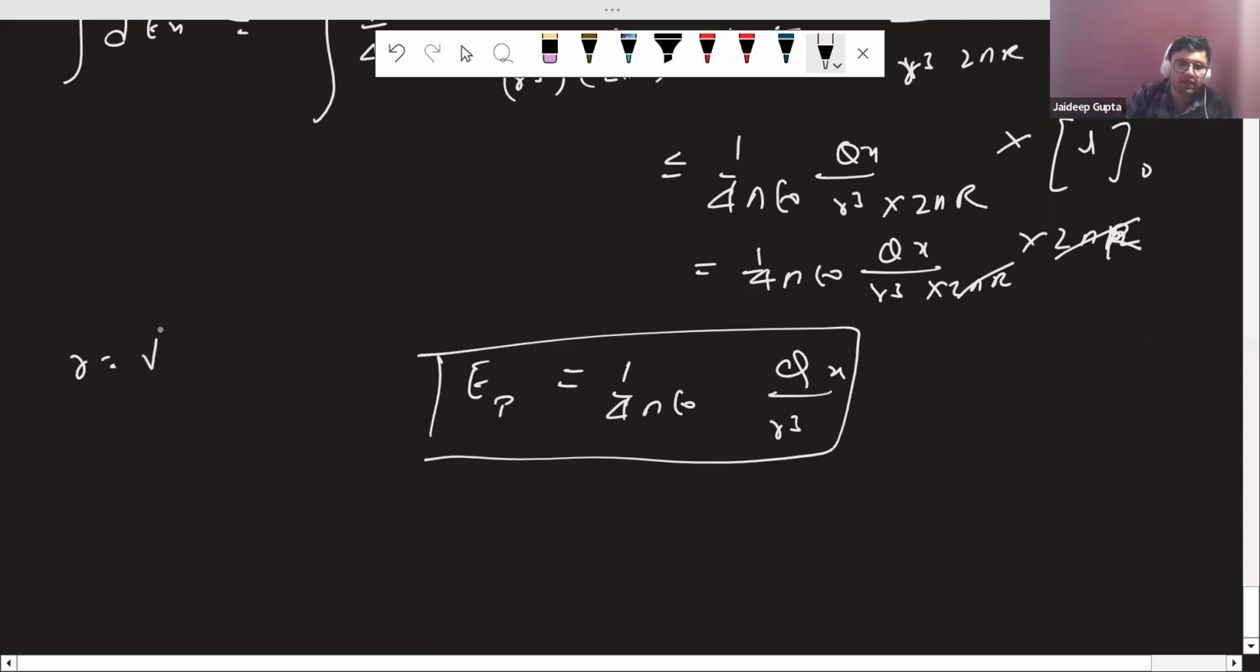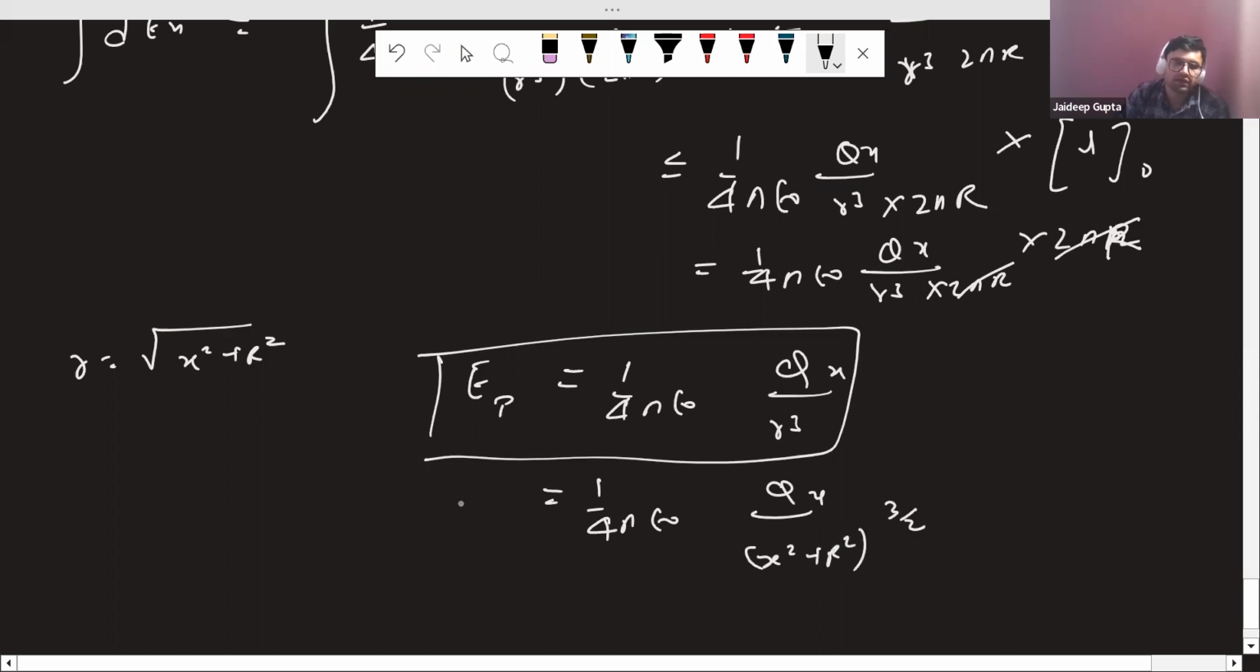Now, what is the value of r? r is basically the square root of x square plus R square. Fine. So the net field equals 1 over 4 pi epsilon, q x over x square plus R square raised to 3 over 2. All right. This is the net field due to a ring.